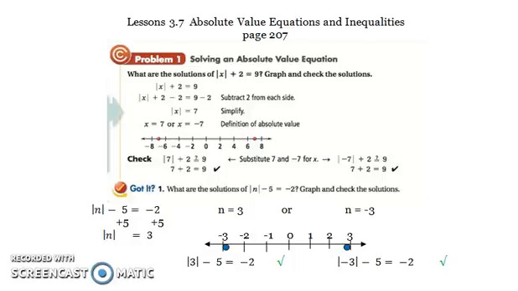Okay, you solve it exactly like any other equation. So we're going to subtract that 2 from both sides. That gives us the absolute value of x is equal to 7.